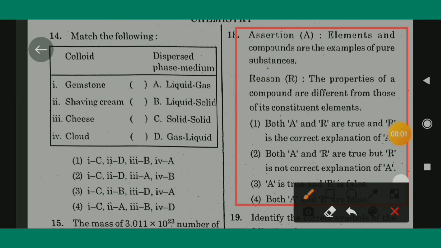And next one, elements and compounds are the examples of pure substances. This is the assertion, and the reason is the properties of a compound are different from those of its constituent elements. So the correct answer is the second one, that is both A and R are true, but R is not the correct explanation of A. So the second option is correct.